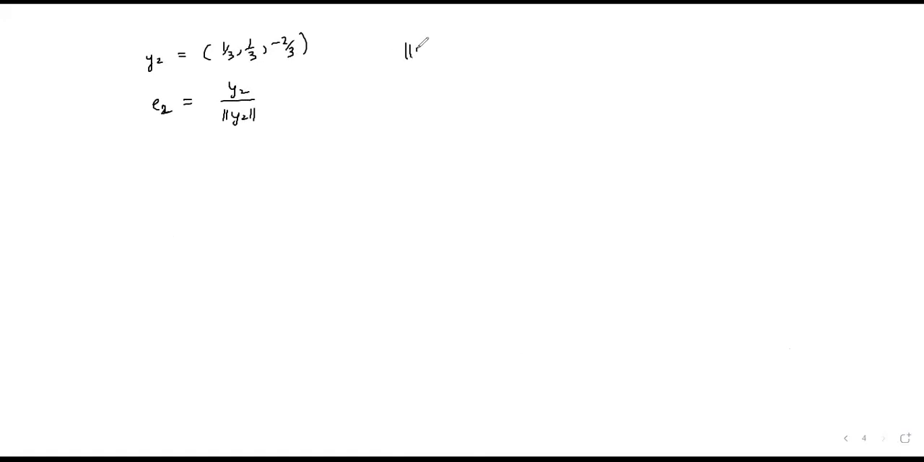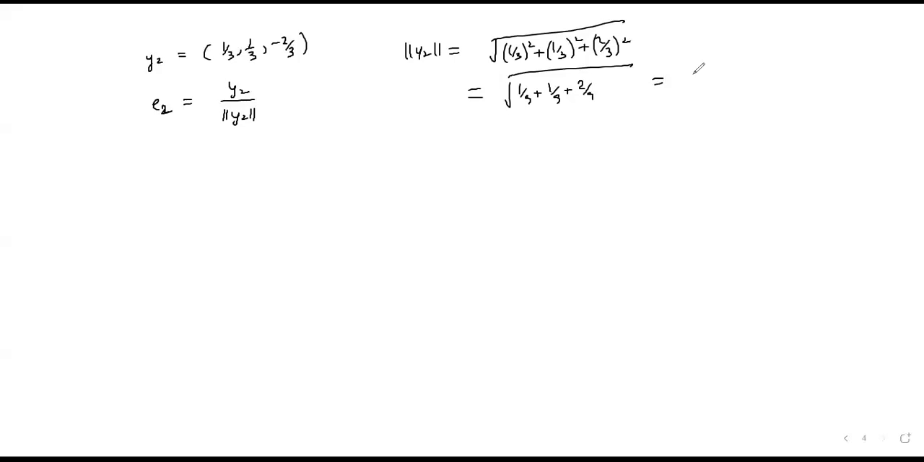Now norm of y2 kiske barabar hoga? Norm of y2 hoga square root of 1 by 3 square plus 1 by 3 square plus 2 by 3 square. That would be equal to square root of 1 by 9 plus 1 by 9 plus 2 by 9. That would be 4 by 9, so 2 by 3. Right? Theek main kar raha hu?